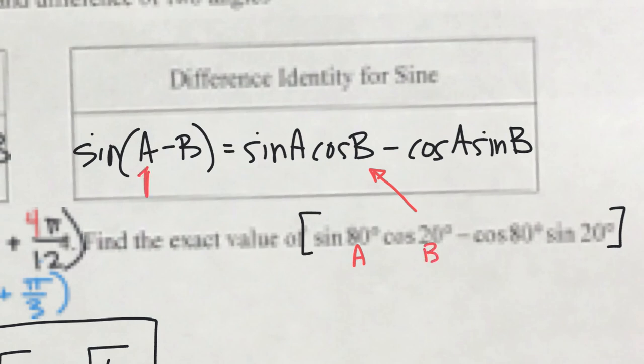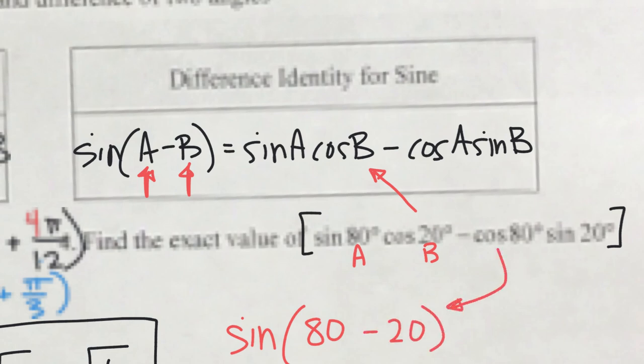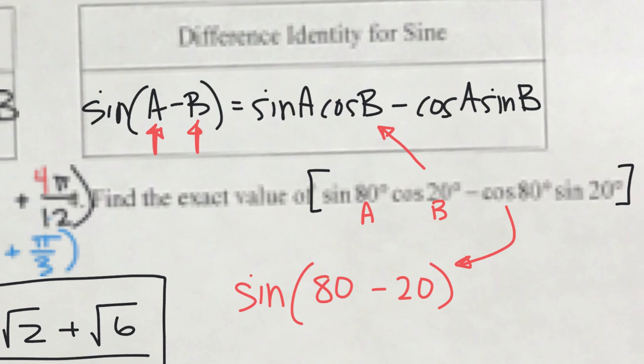So we're going to replace A with 80 and B with 20. Working backwards, this would be the sine of 80 minus 20. This equation comes from that part of the problem, that identity, those are identical. Now I know what 80 minus 20 is. 80 minus 20 is 60. And sine 60 just comes from your unit circle. The sine of 60 is root 3 over 2.